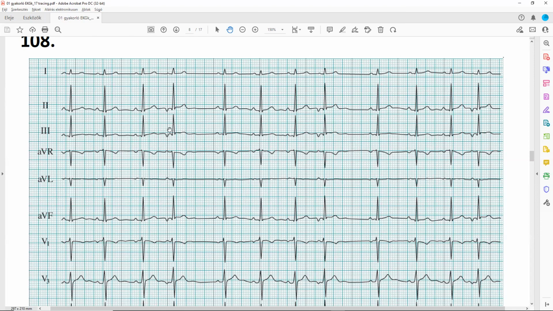Let's see the impulse formation. Well, there are P waves, so this is normal. So we do have, as you see here, P waves, but here the P is a different one, and it comes a little bit earlier. So it's premature. But what is the location of these premature beats? So what do you think?